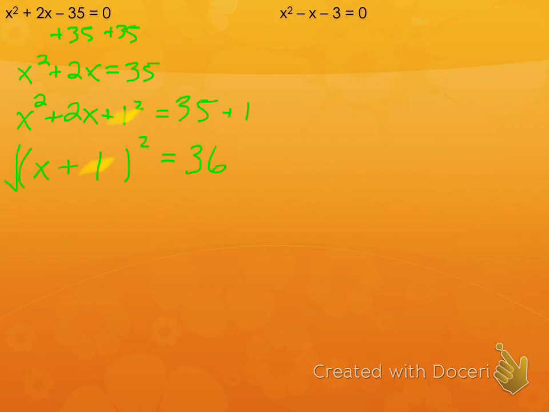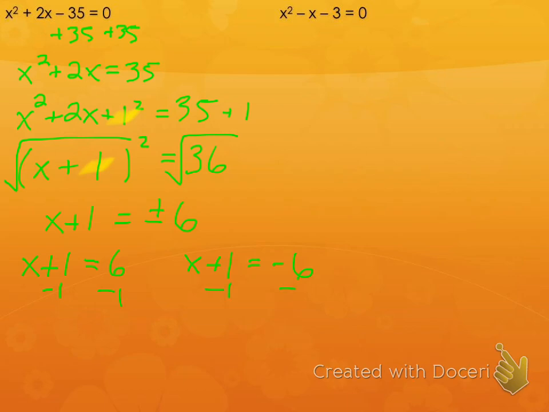Once I'm here, I can take the square root of both sides. So I get x plus 1 is equal to plus or minus 6. Again, I'm solving for x, so I have to include the positive and the negative situation. Then I'm going to separate this into two problems. x plus 1 is equal to 6. x plus 1 is equal to negative 6.